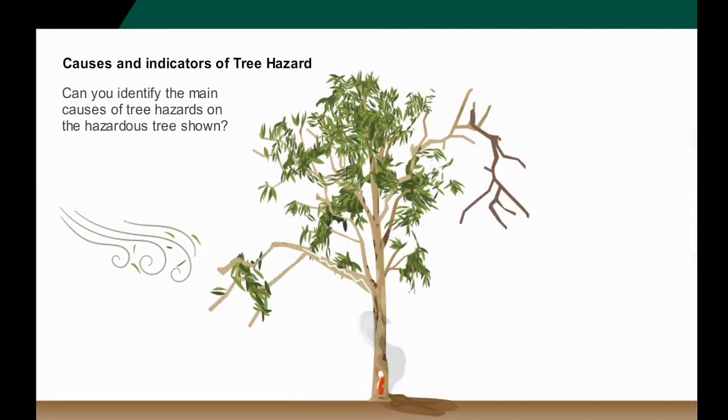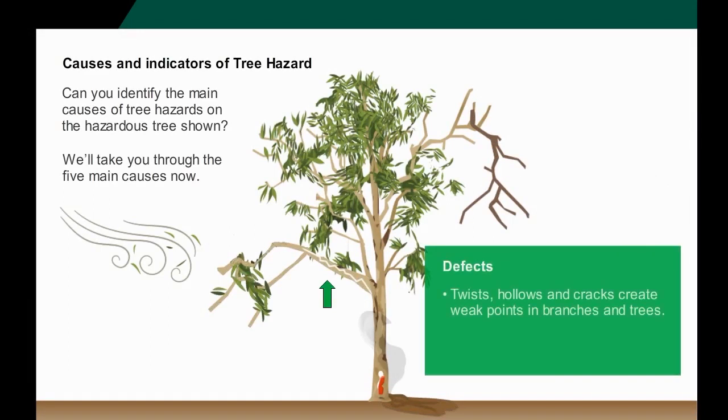Can you identify the main causes of tree hazards on the hazardous tree shown? We'll take you through the 5 main causes now. Defects like twists, hollows, and cracks create weak points in branches and trees, making them more likely to fall, especially if they are put under additional strain in high wind conditions.